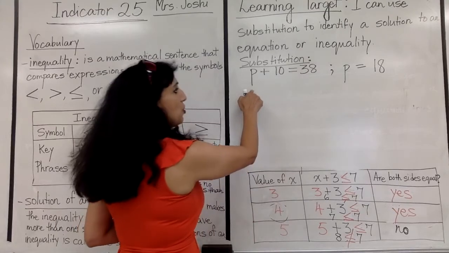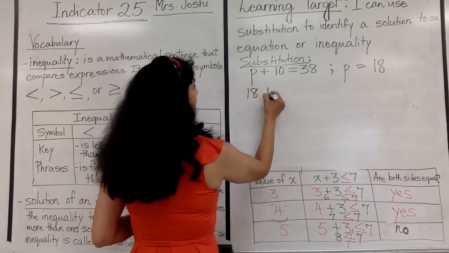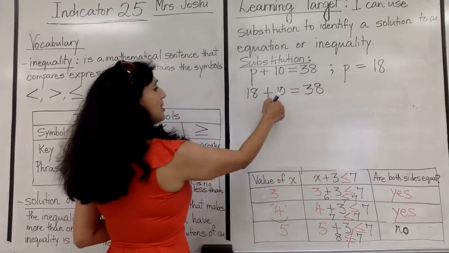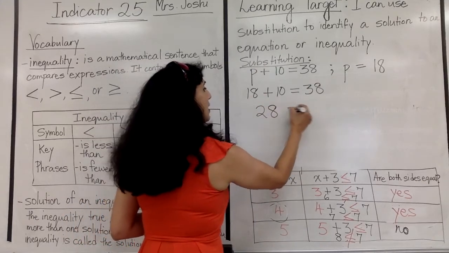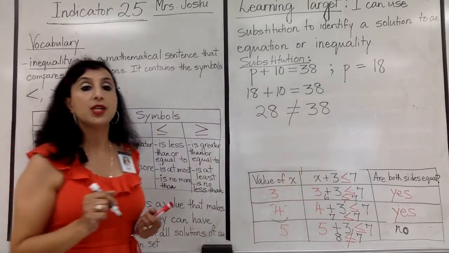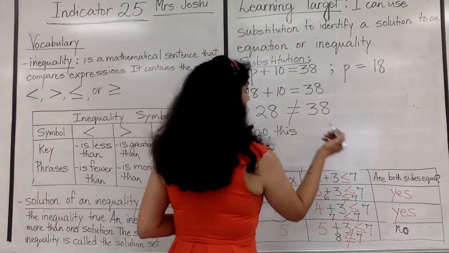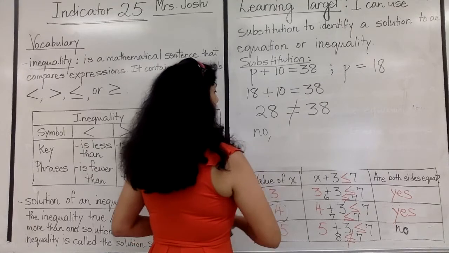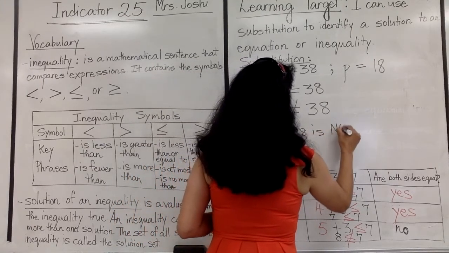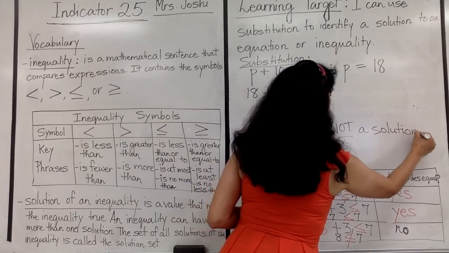So that means instead of p, I'm going to substitute what p is equal to, which is 18, plus 10 is equal to 38. But 18 plus 10 is actually 28. And can 28 be equal to 38? No. So therefore, no, this is not a solution. Or I can say no, p equal to 18 is not a solution to this problem.